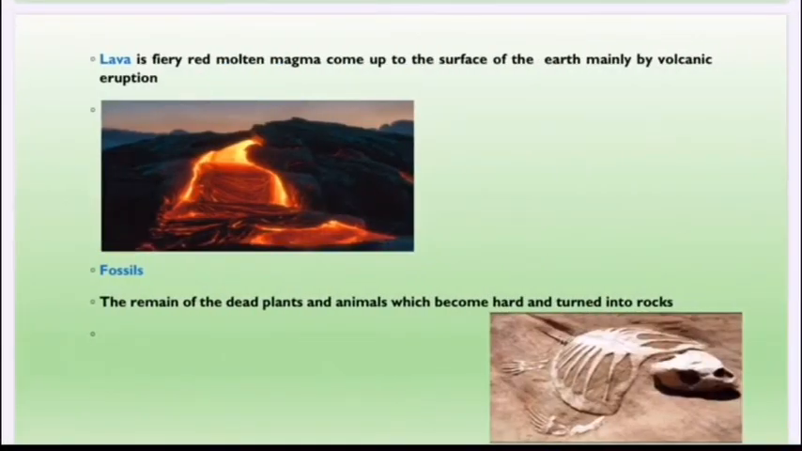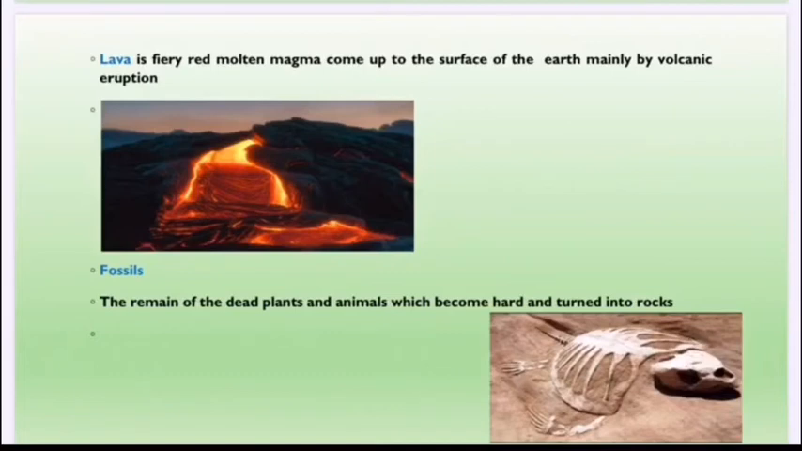Lava is the molten magma that comes up from the surface of the earth. The molten magma is in the interior of the earth. What flows on the volcanoes as a liquid is called lava. It is fiery, like a fire. It will be red in color.